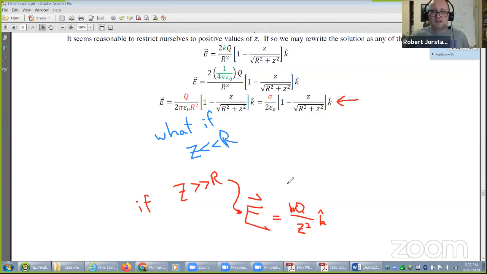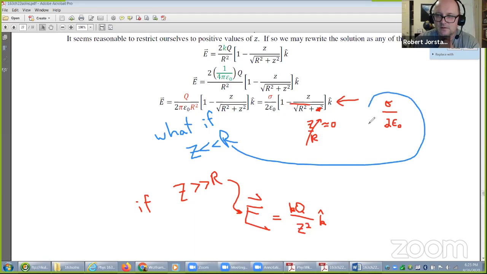All right, so now the other one that I want to do, if Z is much, much less than R, because that's a little bit easy. I hope you agree that this would be negligible, and you get Z over R, which is also negligible. And so you get just sigma over 2 epsilon naught. Sorry, let me color code this. If Z is much, much less than R, this second term drops out, and then you get this answer.